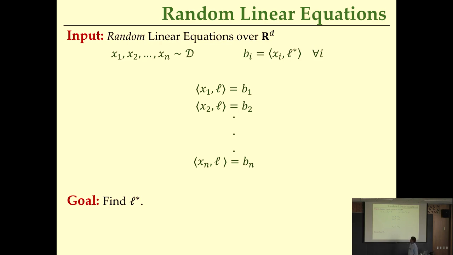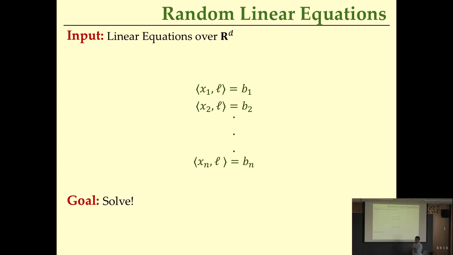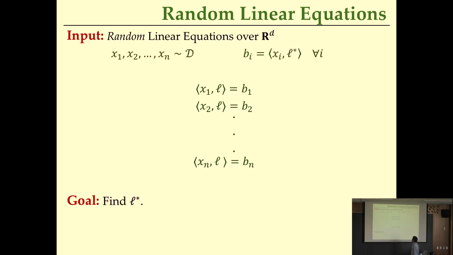So L are the variables and X is the... Yes, L will always be the variable, while when I write L star, it's the true hidden solution. X's are not variables, they are the coefficients of your equations. I just realized that that looks a bit non-standard, but okay, good. L is for linear functions. So I'm going to give you random linear equations, okay?